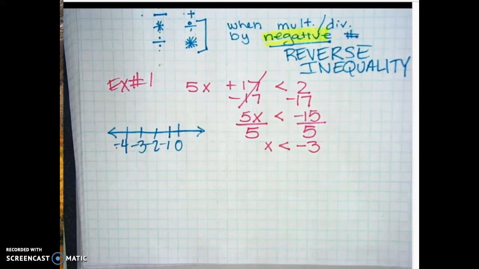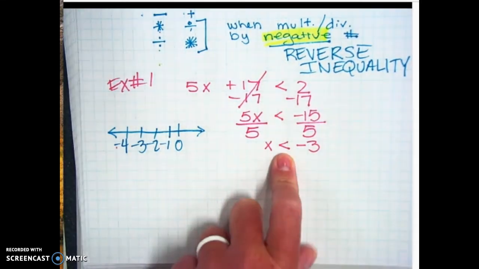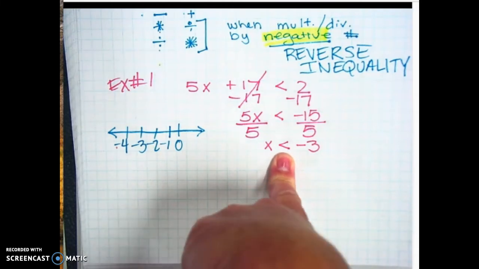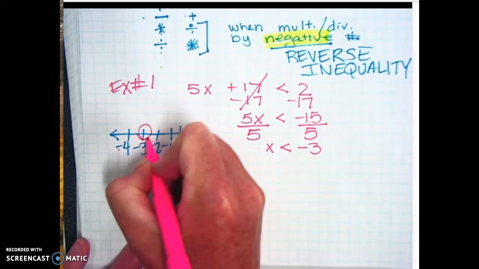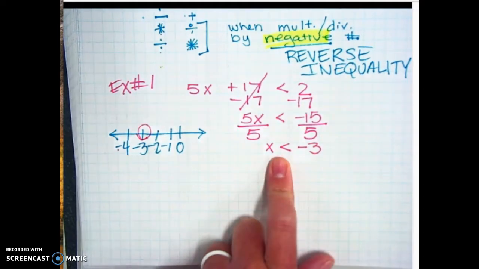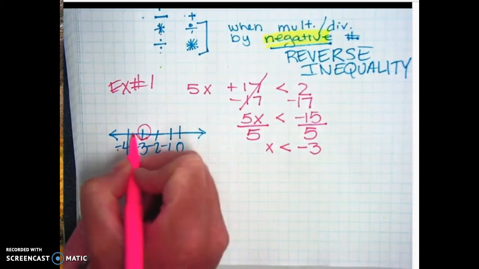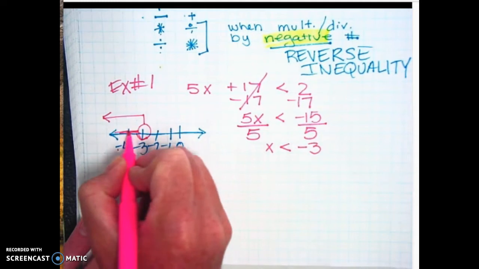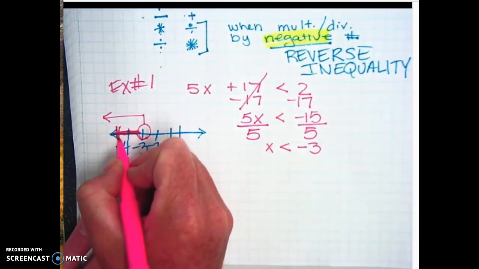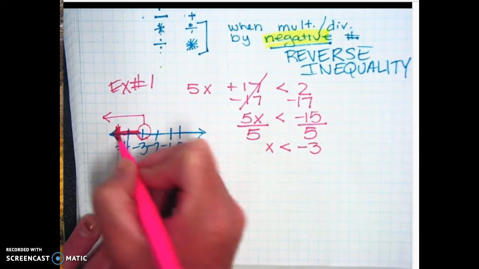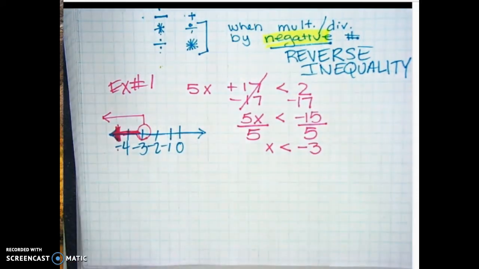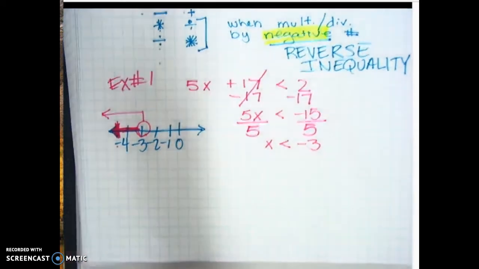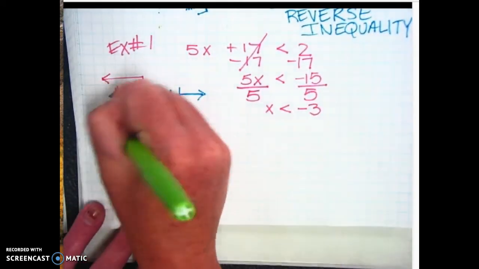Now, I look at this symbol. Am I going to have an open or closed circle? Open on negative 3. And then it's less than, so should I shade left or right? Left. Some people like to go up and go like this. You can do that. I like to just shade right on the number line and then fill in the arrow. Either way, I'm okay with. All right. Any questions on example number 1? Okay, perfect.